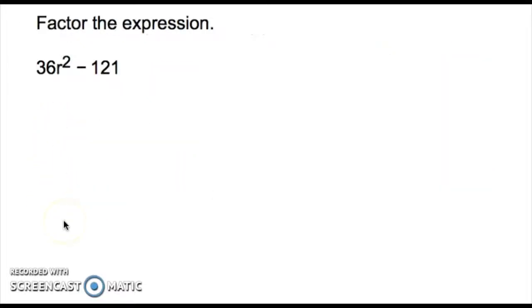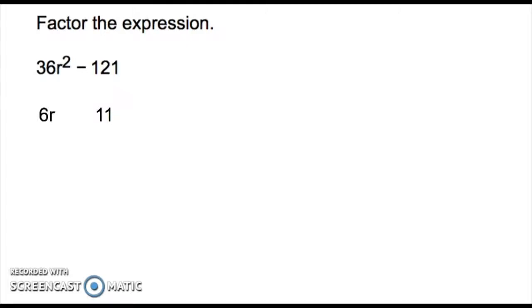So this one is going to be the difference of squares. Notice there's no middle term. The reason for that is because they cancel out, meaning something minus something gives you 0. What we do first, though, is take the square root of the first and last terms. They have to be perfect squares to be able to do this. So the square root of 36r squared is 6r. Square root of 121 is 11.